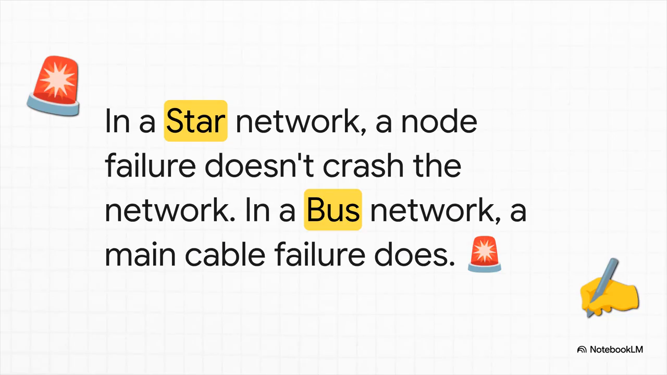And here's that MCQ alert. This is a very common exam question, so you'll want to remember this. In a star network, if one computer's cable breaks, only that computer is affected. The rest of the network keeps working just fine. But if that central hub dies, the whole network is gone. For a bus network, it's all about that main cable. If it breaks anywhere, the entire network comes to a halt.